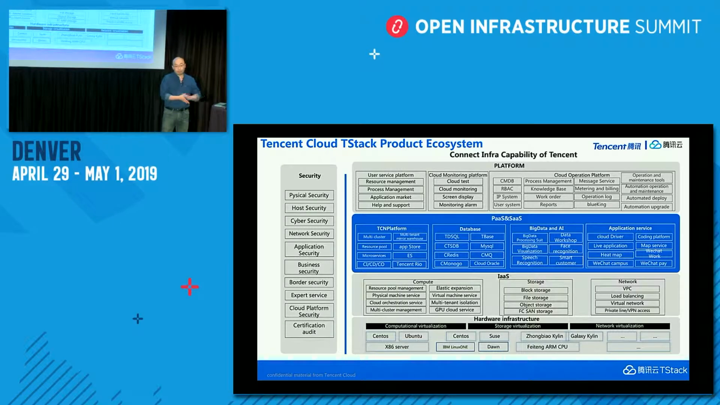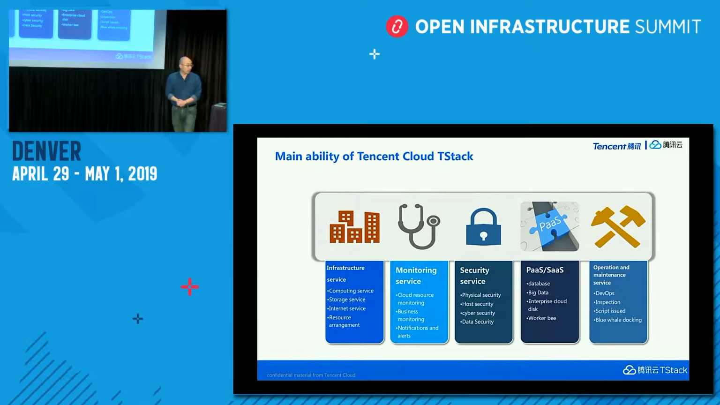At the end, we have what we call the administration platforms that help the client to administrate or to orchestrate all these services, which include the user service platform, monitoring platform, operation platform, and also the cross-layer security services. So, generally speaking, this is a brief summary of what I detailed previously. We have the infrastructure services, we have the monitoring services, security services, PaaS, SaaS. At the end, we have the operation and maintenance services.